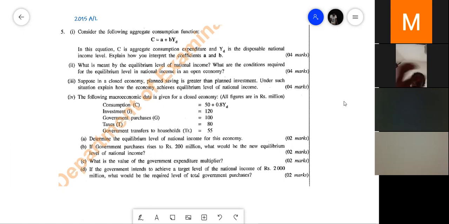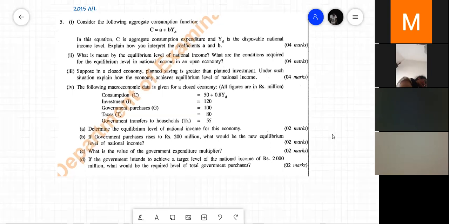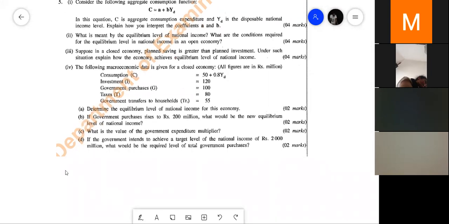If they give you 4 marks for a question like that and ask you how to interpret A and B, you need to write for 2 marks for A and 2 marks for B. So what is A and what is B? What do you all think? This comes from the very basics. In simple terms, A is your autonomous consumption.